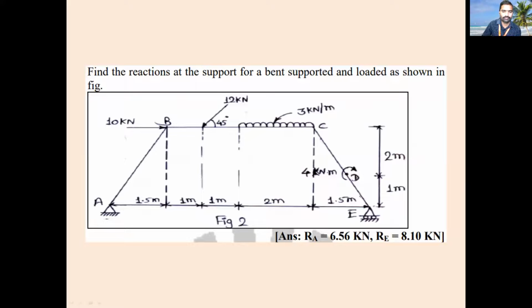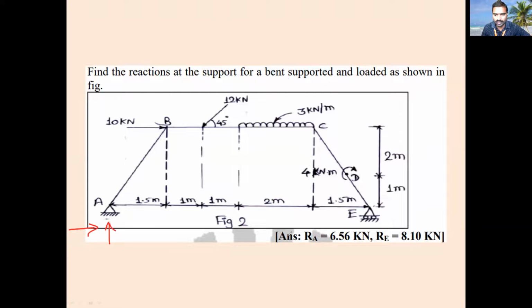So this problem, I will take this problem. This is also simple. What is asked? Find the reaction at the support for a bent supported and loaded as shown in the figure. So how many equations are there? First of all, you should see at the support. A is support. Which type of support it is? Hinge. How many reactions are there? Two reactions. One is vertical and one more is horizontal.